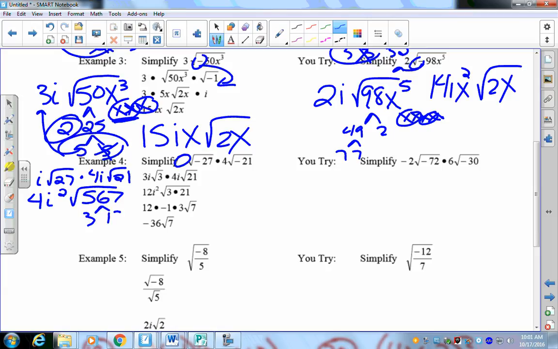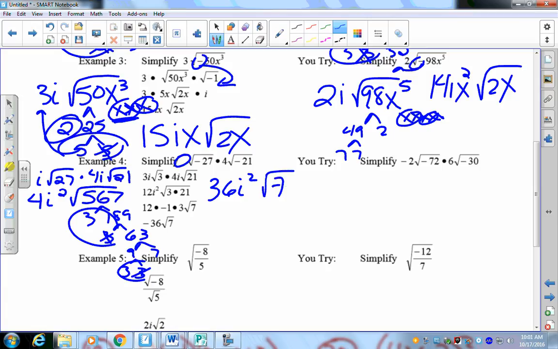All right. So we had 3 and 189. We had 3 and 63, which gave me 9 and 7, because I know that's a perfect square. 3 times 3 is 9, times the 4 that's out there is 36. We'll deal with the i squared in a second. And then I had a 7 left underneath.